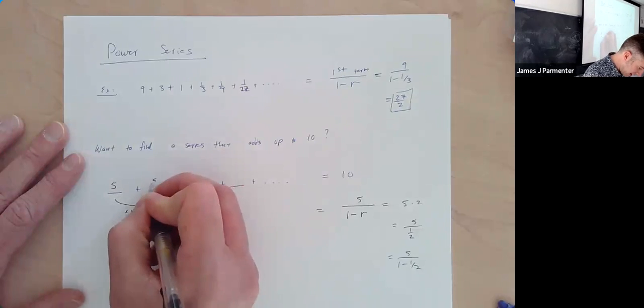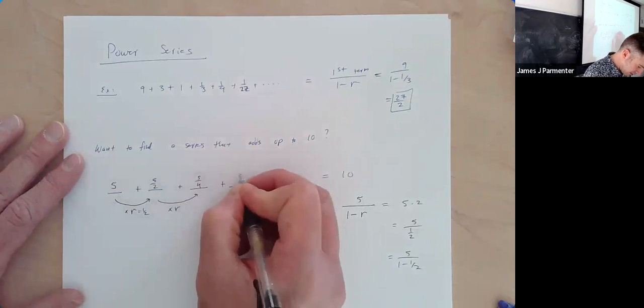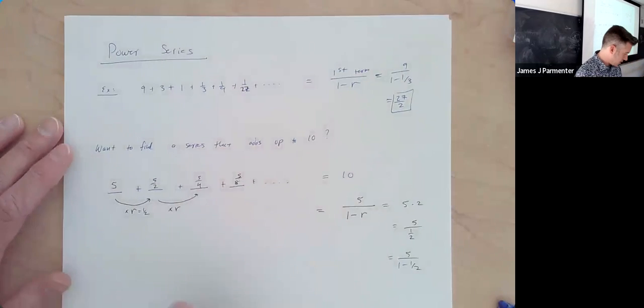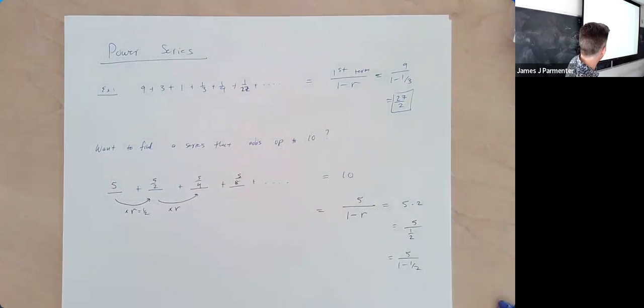My next term is 5 halves. My next term is 5/4. My next term is 5/8, and so on and so on. I can definitely find a geometric series that adds up to any number I want.